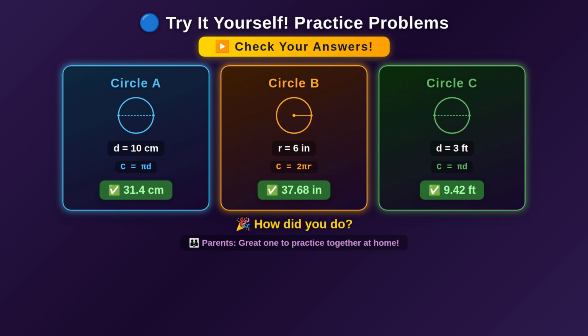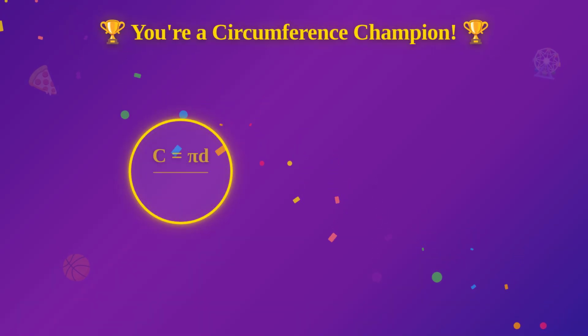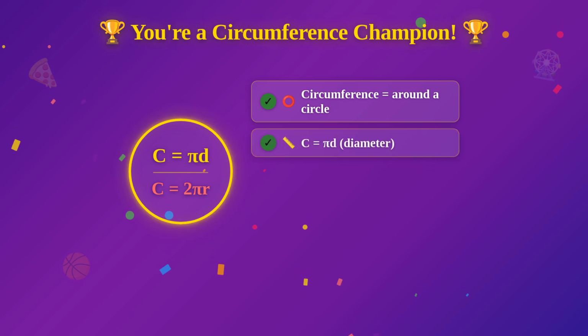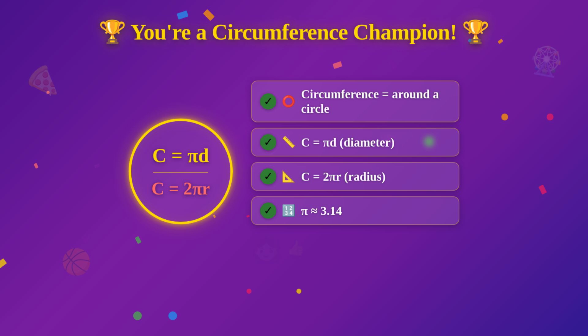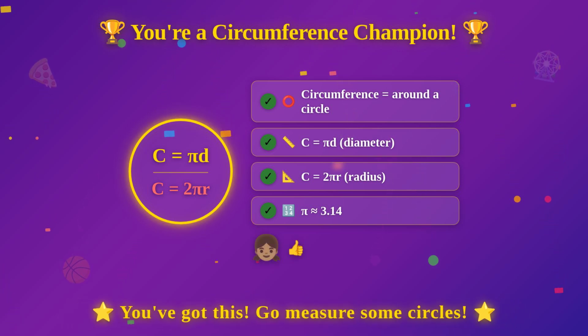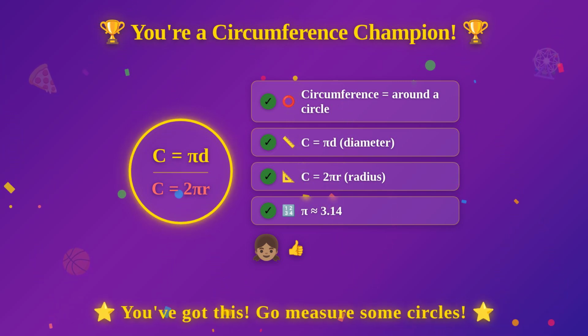Answers. Circle A is 31.4 centimeters. Circle B is 37.68 inches. And Circle C is 9.42 feet. How did you do? Parents, this is a great one to practice together at home. Remember when Maya was staring at that pizza, totally stumped? Now she can calculate the circumference of any circle, a pizza, a Ferris wheel, a basketball hoop, even a fountain. And so can you. Here's your cheat sheet.